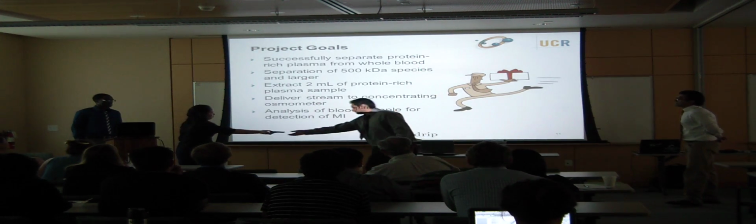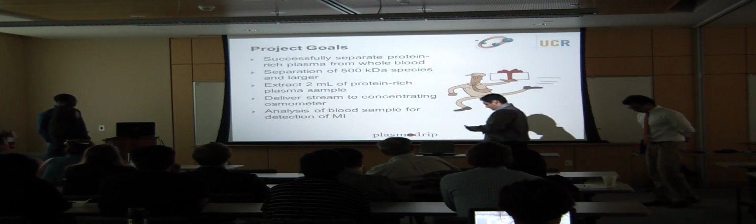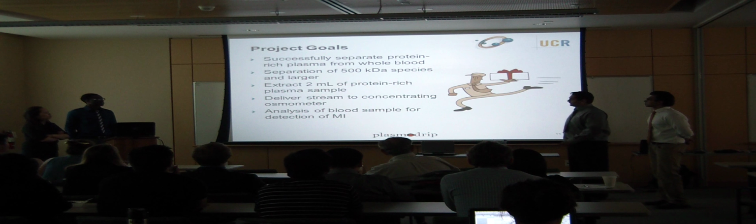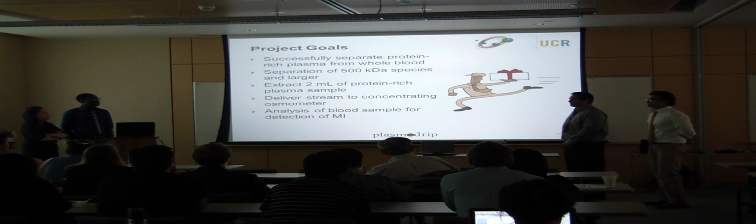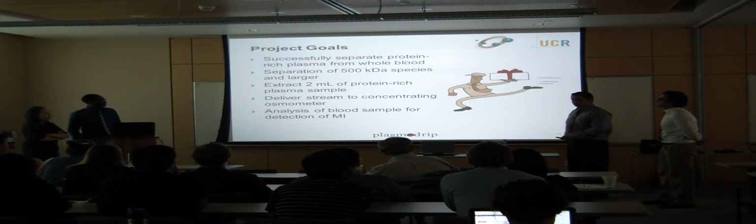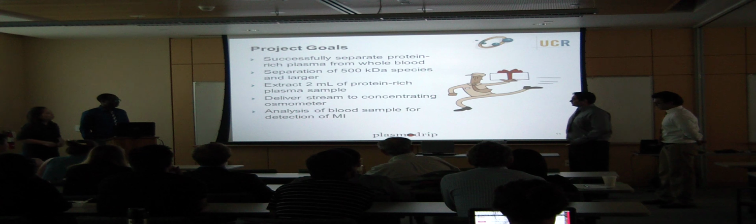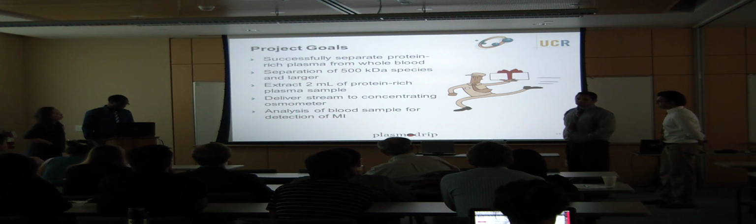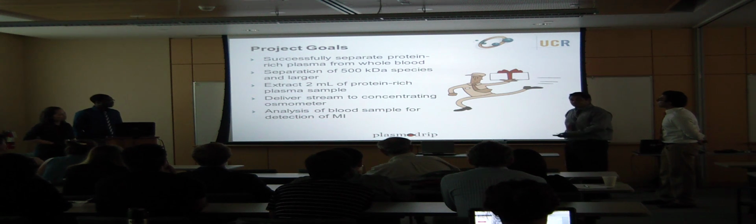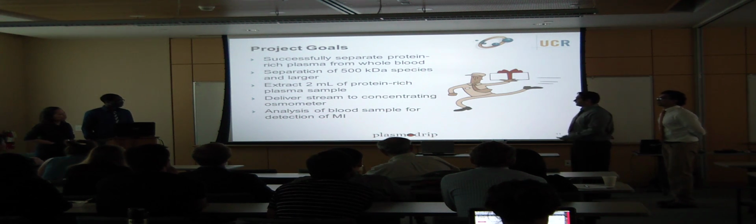Okay, so we had many project goals. First one was to successfully separate the protein-rich plasma from blood by separating out the 550,000 species or higher from our filtered sample. We needed to also extract at least 2 milliliters of protein-rich plasma to feed into the device, and this has to be delivered into the device that's going to measure the osmotic pressure. This all had to be automated. We wanted to make it automated and relatively cheap.